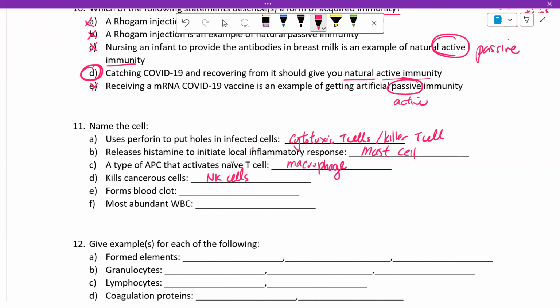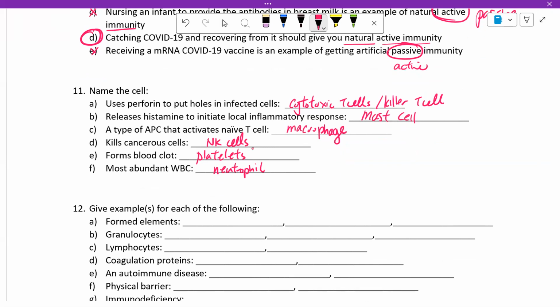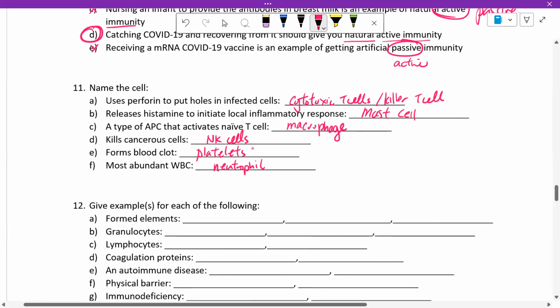All right. Form blood clots. That is platelets. Platelets. Okay. Most abundant WBC. That would be neutrophil. Why is it not fibrinogen instead of platelets? Is that what you say? Yes, Professor. Fibrinogen is a protein, right? This is name the cell. Okay. Name the cell. Thank you.